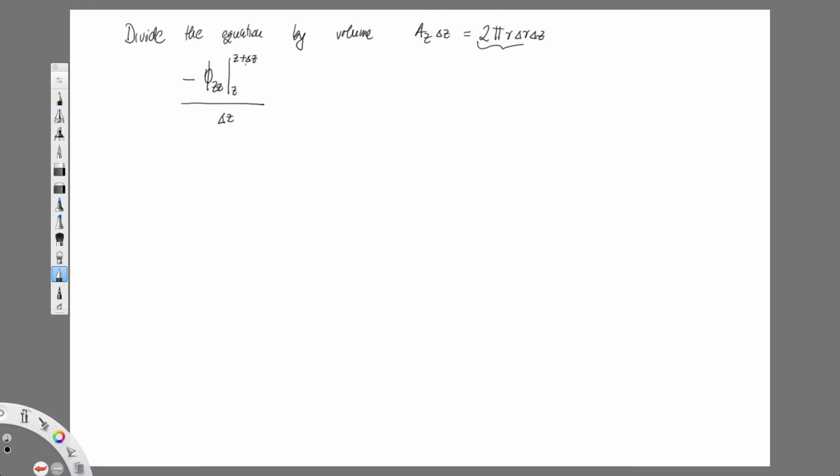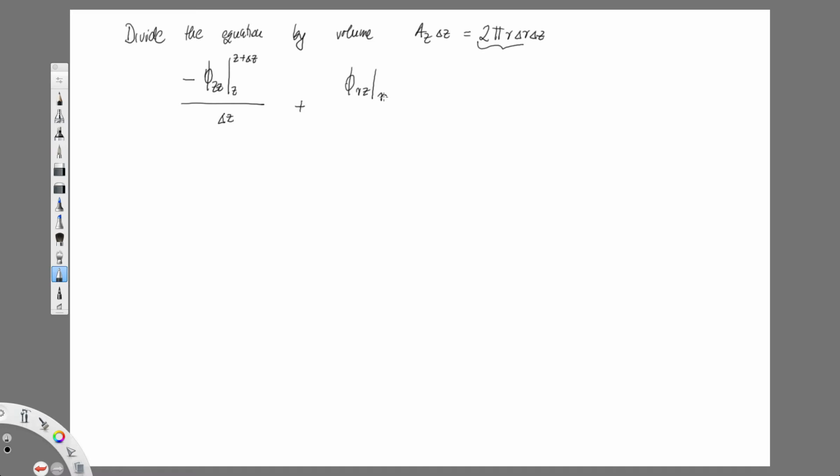This notation means phi zz. So this term here is phi zz evaluated at Z plus delta Z minus phi zz evaluated at Z, and then I have a minus sign in front of it. So again, phi zz was just multiplied by Az when I divide by Az delta Z. It's easy stuff. Now, the other term is a little more complex, so I'm going to write the details first.